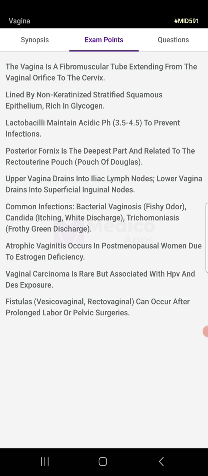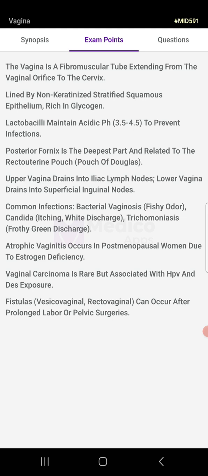The vagina is a fibromuscular tube extending from the vaginal orifice to the cervix, lined by non-keratinized stratified squamous epithelium rich in glycogen. Lactobacilli maintain the acidic pH 3.5 to 4.5 to prevent infection. Posterior fornix is the deepest part and related to the recto-uterine pouch of Douglas.